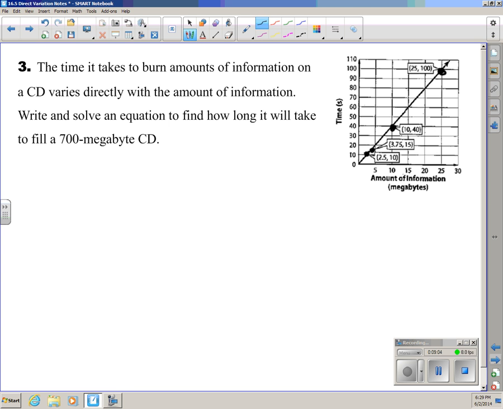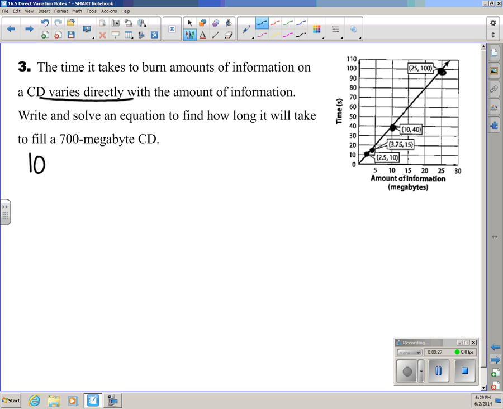It's a direct variation, it's a straight line, and it goes through the origin, and it tells you the CD varies directly. It's telling you it's a direct variation. So you need to find m. You need to find the constant of variation. So you could use any of those points on there if you start from the right.